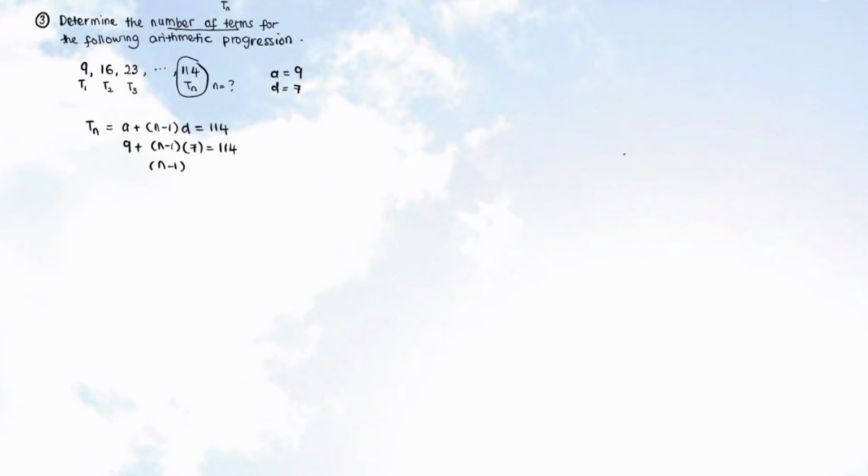So (n minus 1) bracket 7. 114 minus 9 is 105. n minus 1 is equal to 105 over 7, which is 15. n is equal to 15 plus 1, equal to 16. Hence 114 is the 16th term for the arithmetic progression.